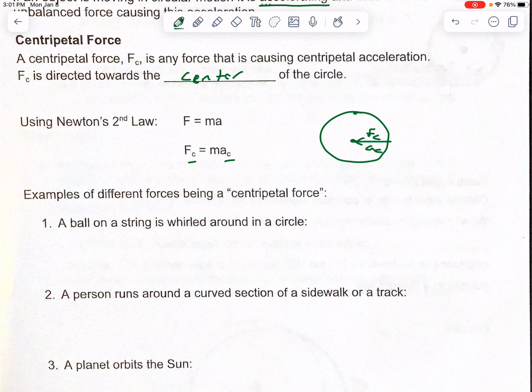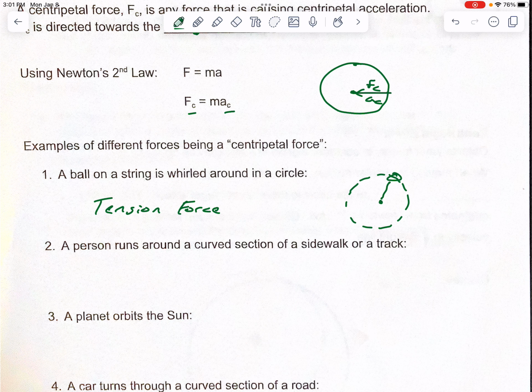Now, examples of different forces being centripetal force. One, a ball on a string is whirled around in a circle. That would be tension force. That tension is what's keeping it going in that circular motion. Number two, a person runs on a curved section of a sidewalk or track. So I have a curved section of some type of path, and what's keeping that person going in that curve is friction.